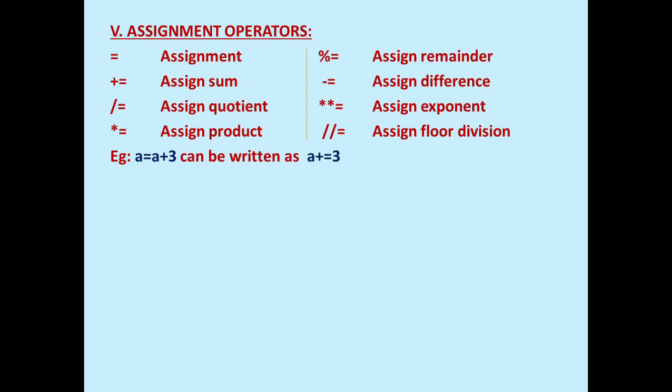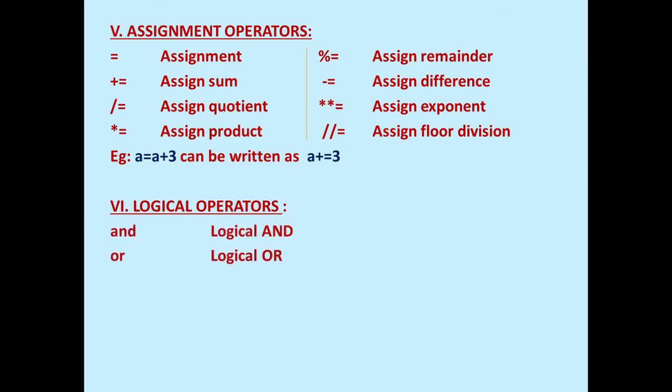So this type of operator is otherwise called shorthand operators. So similarly, we can use slash equal to, star equal to, modulus equal to, minus equal to, double star equal to, double slash equal to. So all these operators will function as shown in the example.